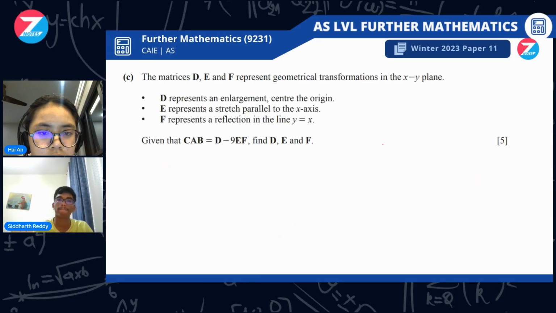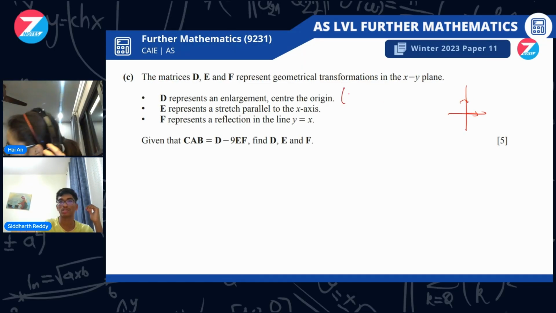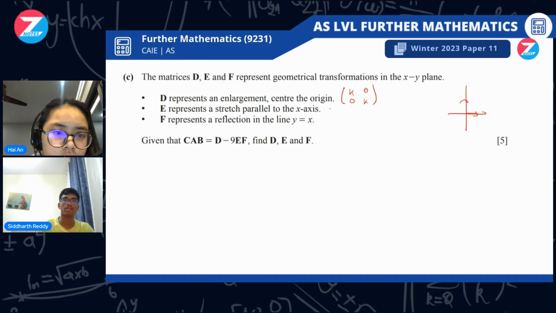Okay. The matrices D, E, F represent geometrical transformations in the xy plane. So D represents an enlargement, center origin. So that means that the unit vectors i hat and j hat get enlarged by scale factor k. So that's k, 0, 0, k. E represents a stretch parallel to the axis, which means that the unit vector i hat is just being stretched. So it goes to k, 0, and the unit vector j stays the same.